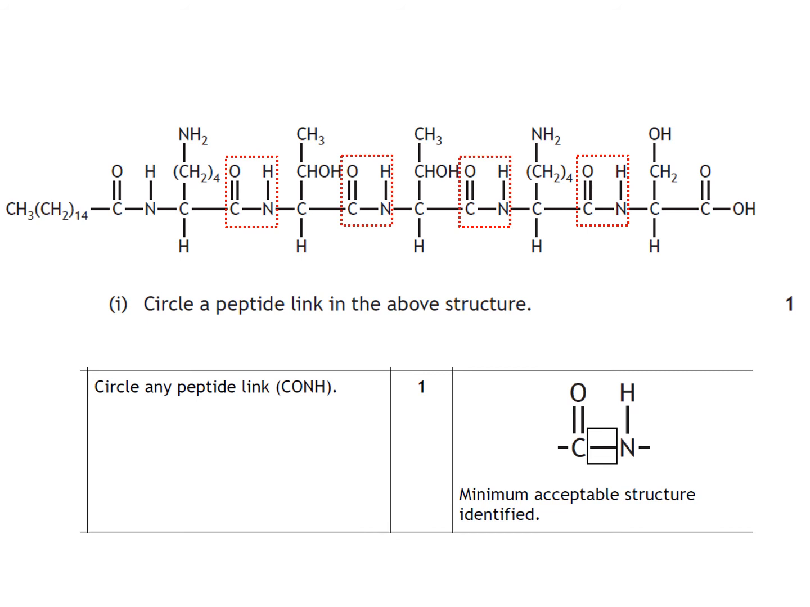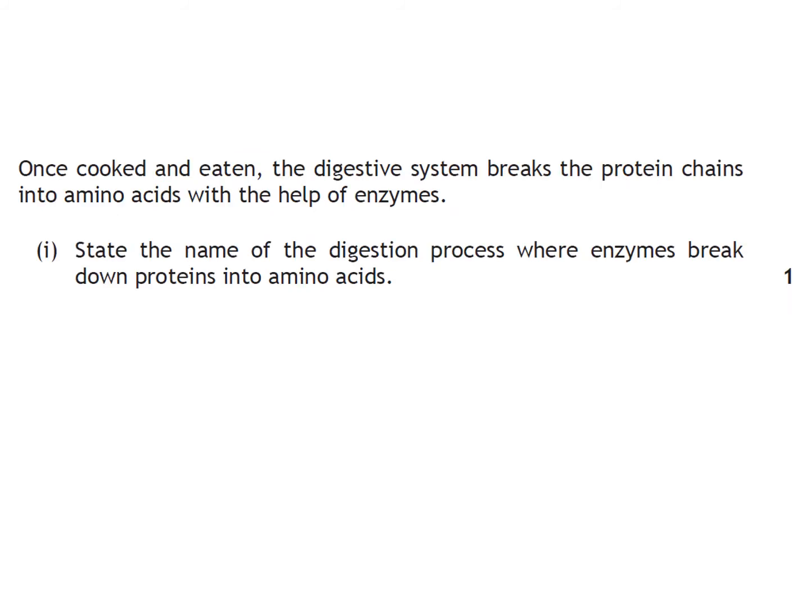The marking instructions tell us that you have to circle any peptide link, which is the CONH, and the minimum accepted structure is the bond between, the diagram there shows something that is unacceptable. You couldn't just highlight the bond between the carbon and the nitrogen. Okay, next question, have a read of this.